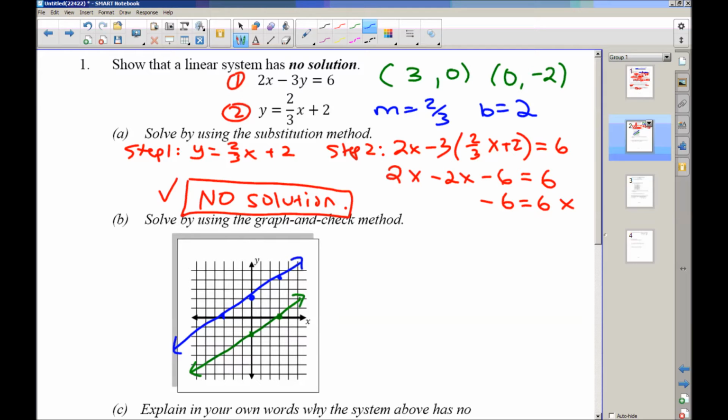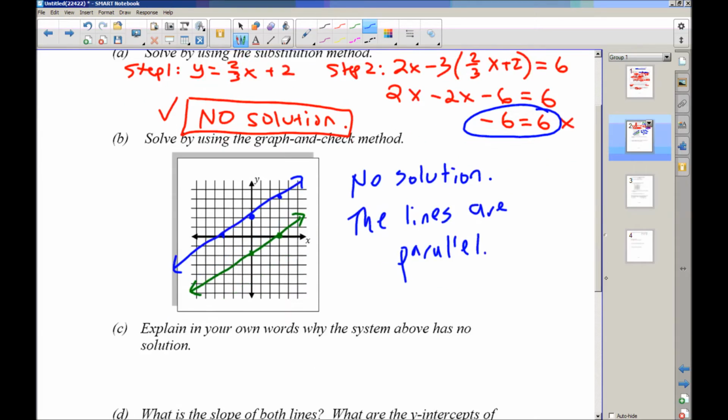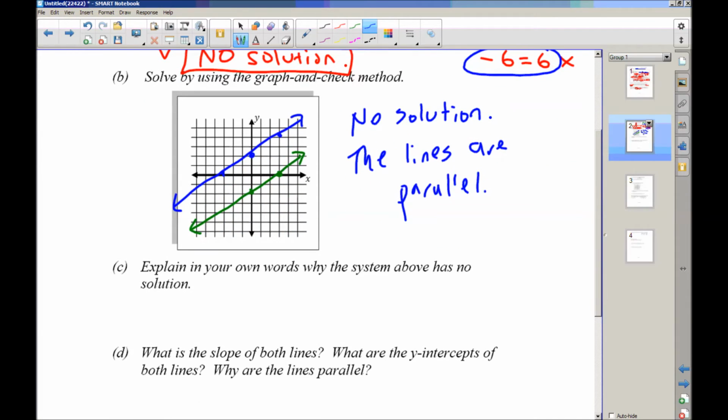So here I'm going to say no solution. And I'll give a reason why. The lines are parallel, they never cross. So we can see it algebraically when all of the variables cancel out and we get left with a false statement. And we can see it graphically when the two equations make parallel lines.